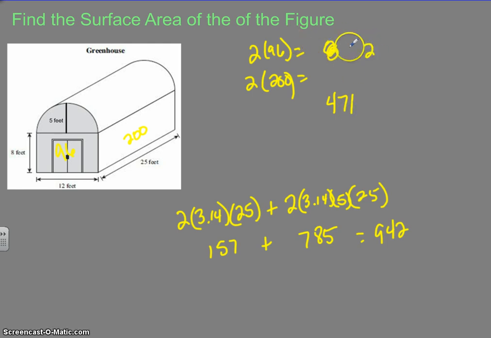For the front 2 panels, I've got 2 times 96, which is 192. And for the side panels, I've got 2 times 200, which is 400. So 471 plus 400 plus 192 gives us 1,063 square feet. There you go. If you can do that, you could do any problem in this section. And that is all for today.